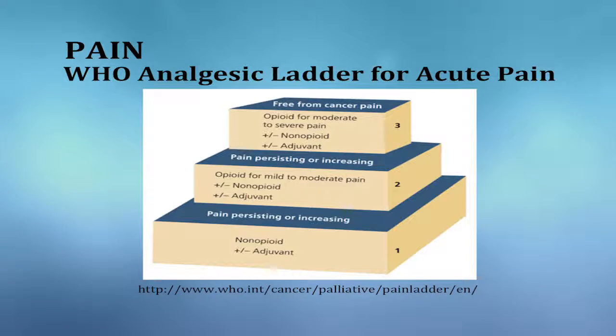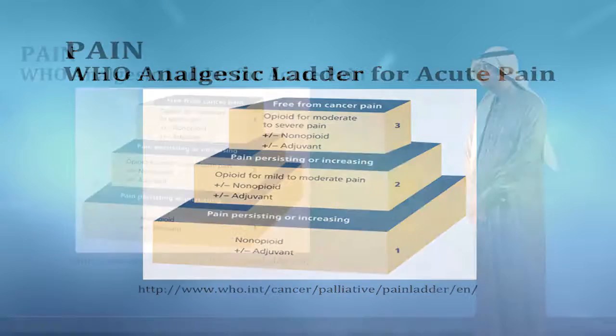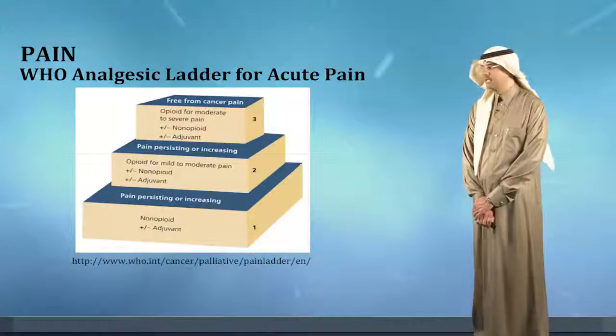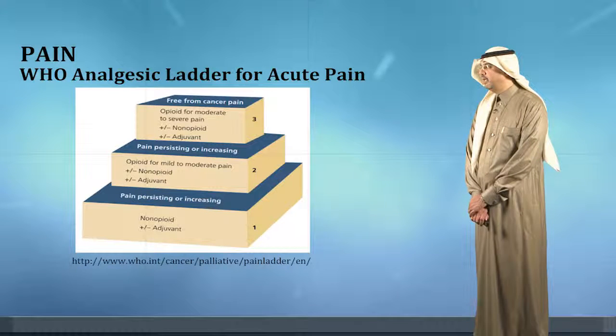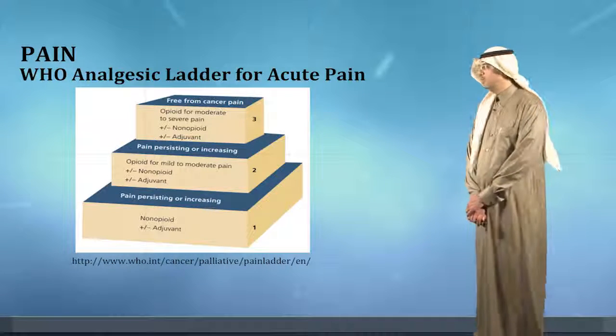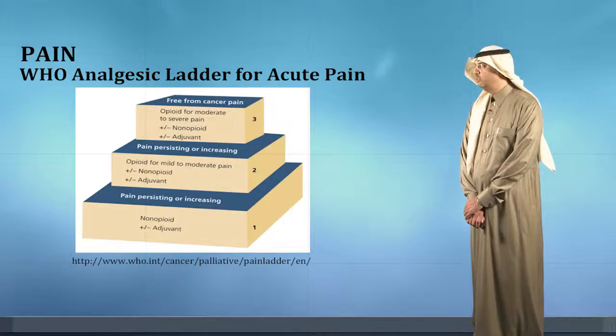How do we usually manage acute pain after a surgical intervention? The World Health Organization developed an analgesic ladder for acute pain management. Usually we can start with a non-opioid plus or minus any adjuvant therapy. If the pain persists or increases, an opioid for mild to moderate pain can be added. And if the pain persists, an opioid for moderate to severe pain can be used, with the possibility of adding non-opioid or adjuvant therapy.